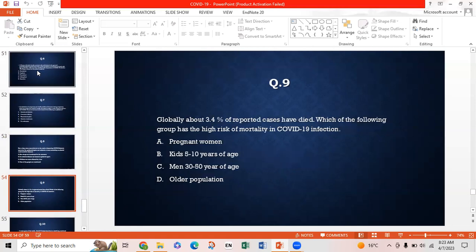Ninth MCQ: globally about 3.4% of the reported cases have died. Which of the following groups has the highest risk of mortality in COVID-19 infection? Option A, pregnant women, option B, kids 5 to 10 years of age, C, men 30 to 50 years of age, and D, the older population. D. The older population is the right one.